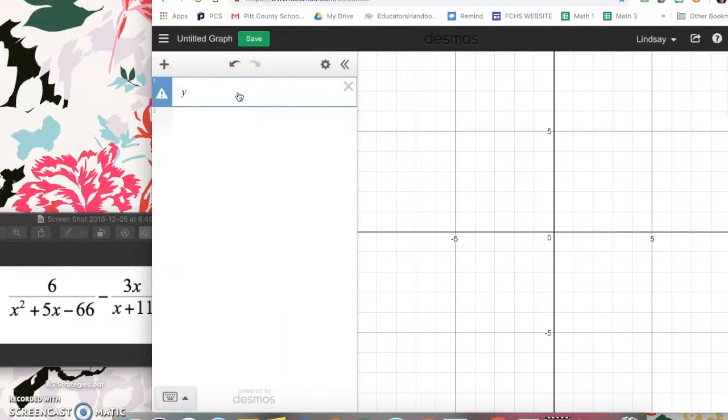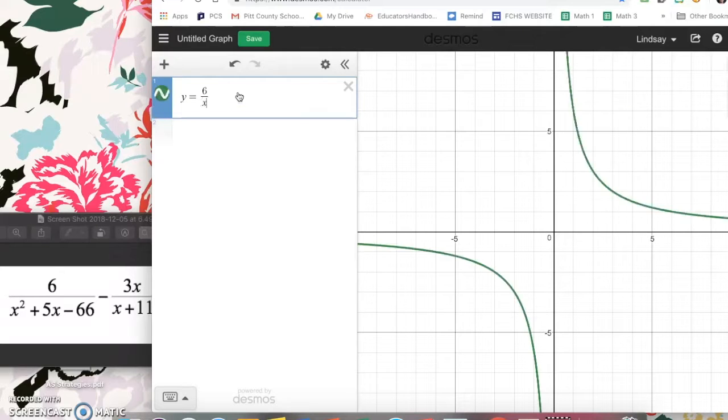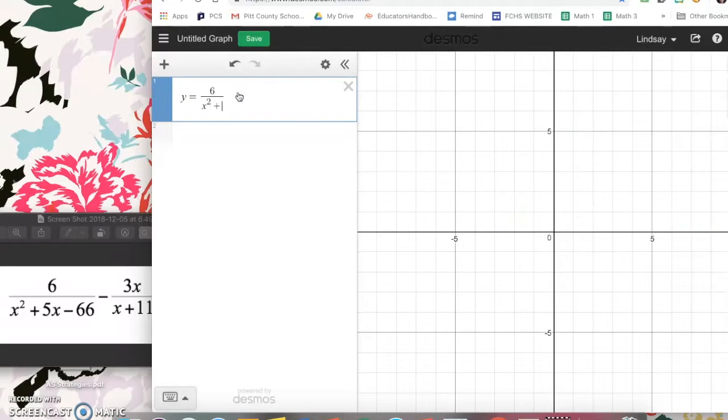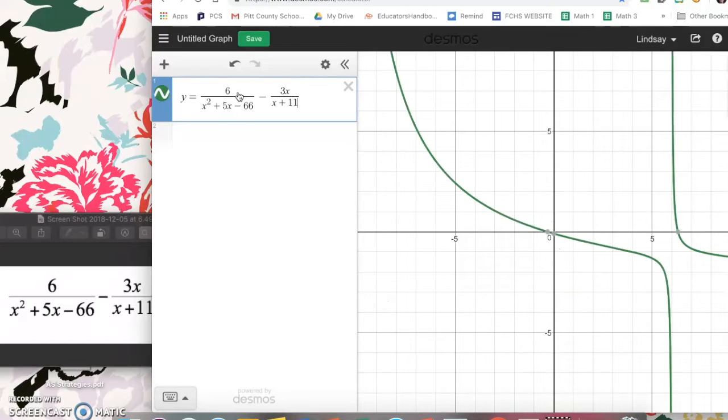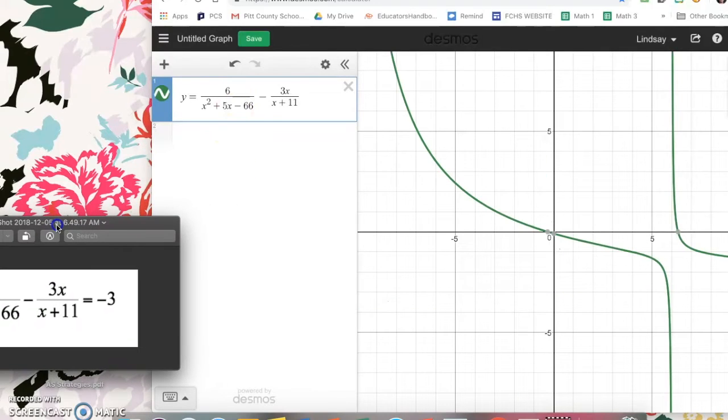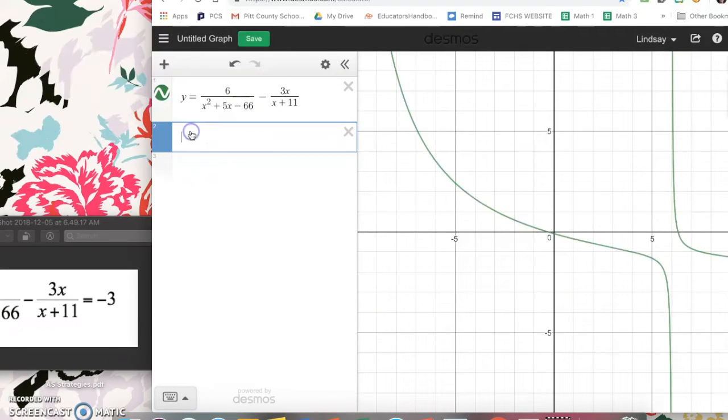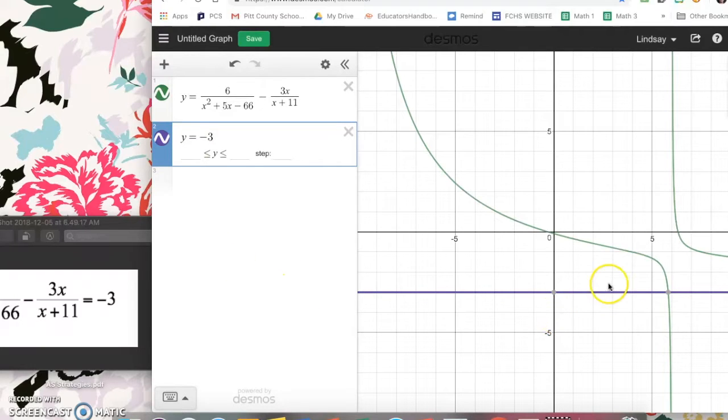So this is going to be y equals, make sure you always do y equals, 6 divided by x squared plus 5x minus 66, minus 3x divided by x plus 11. And then the right side is negative 3, so we're going to come down here and do y equals negative 3. And then you simply look for the intersection of the two graphs.